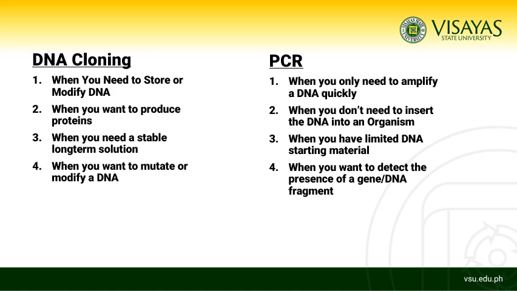Second is if you want to produce proteins. So if your goal is to express a gene and then you want to produce large quantities of a specific protein, then cloning into an organism is very necessary because the cells will not only copy the DNA but it will also translate it into a protein.